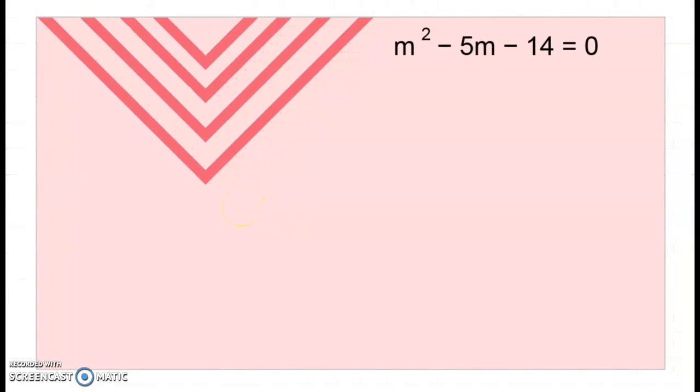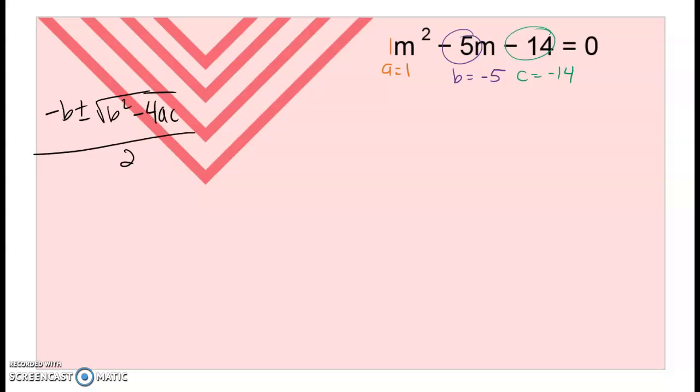All right. So I have my a, which is 1. Now, you can always write these off to the side, what your a, b, and c are. I'm just writing it underneath. You don't have to. All right. Then I have my equation, negative b plus or minus square root of b squared minus 4ac all over 2a. So now I'm going to plug in my b.